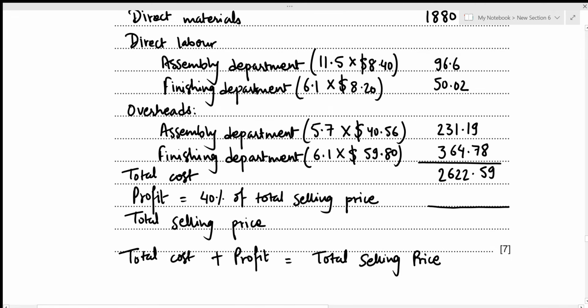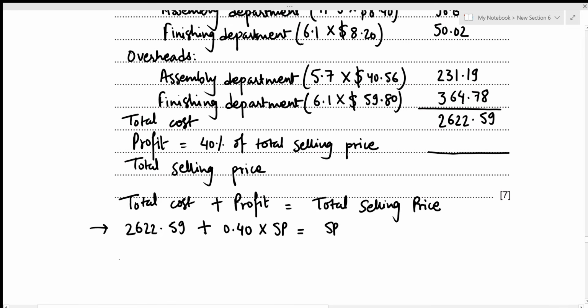And we already know the value for the total cost to be 2,622.59. For the profit, we know it to be 40% of the selling price, so we can just write it as 0.40 into selling price. And I'm going to denote the selling price with SP. So this is just going to be SP as well. Now this is a simple equation. We can easily figure out the value for the SP. So that's going to be 2,622.59 equals to, if you bring this to the other side, that's just going to be 1 minus 0.40 into SP, which gives 0.60 into SP.